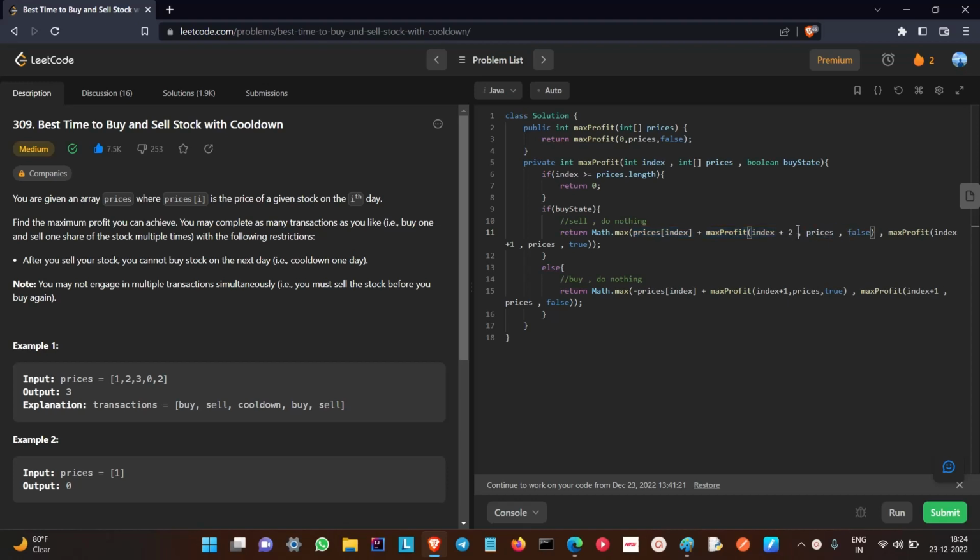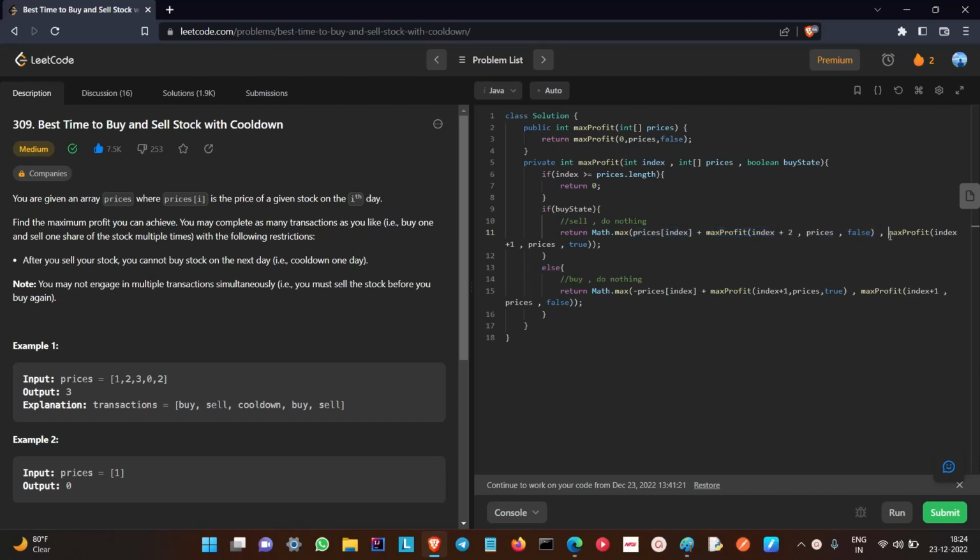We are adding two to the index to include the restriction, which is the cooldown period, and we are passing the prices array, and also we are changing the buy state to false since we have sold the stock which we have bought. Now we don't have any stocks that we have bought, so we are changing to false. And this is the maximum profit we get after selling.